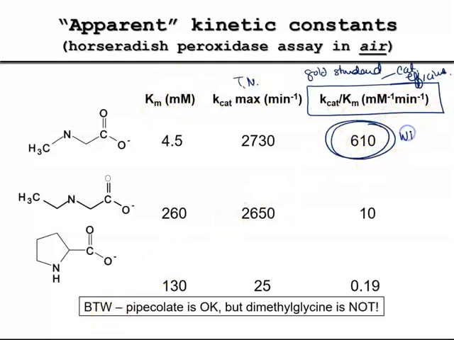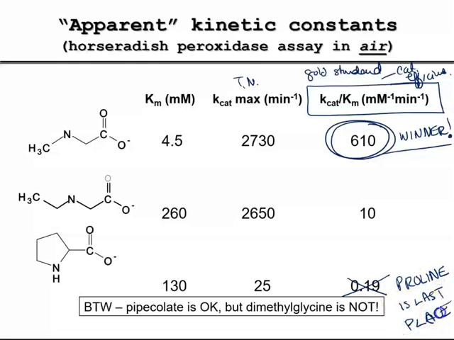And clearly, now we've got a clear winner. Sarcosine is the winner here. It's got the greatest catalytic efficiency. We've pretty much confirmed proline is in last place. It's a terrible substrate for the enzyme.